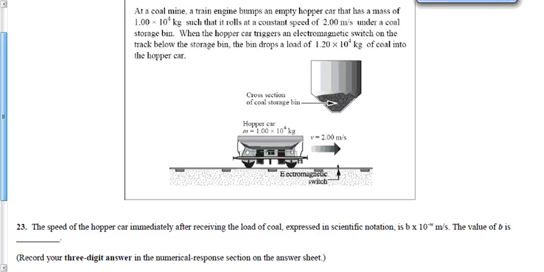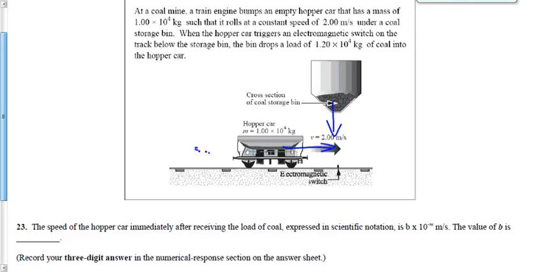So you've got this little collision that's taken place back here where the train engine bumps the hopper car, although that's really irrelevant to our question, right? We don't care about that collision between the train engine and the hopper car. What we care about is the, for lack of a better term, collision between the coal that's falling down here and the hopper car that's moving right there with a velocity of 2 meters per second.